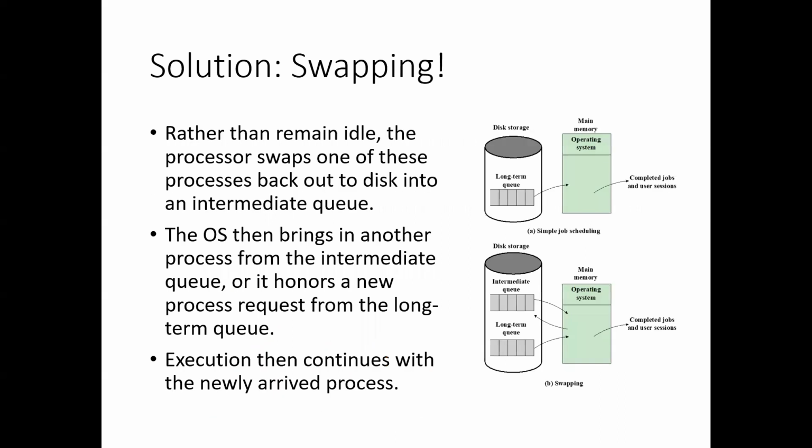Another solution is swapping. Rather than remaining idle, the processor will swap one of the processes that's active in memory back out to the disk to an intermediate queue. The OS can then bring in another process from the intermediate queue to the short-term queue, or it can honor a new process request from the long-term queue. Execution then can continue with the newly arrived process. And the intermediate queue is a queue of existing processes that have been temporarily kicked out of memory, but not yet terminated.